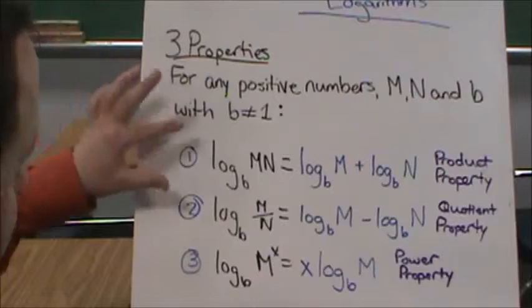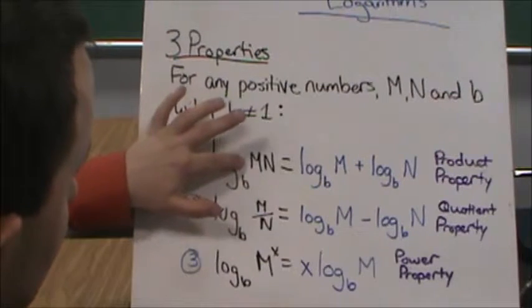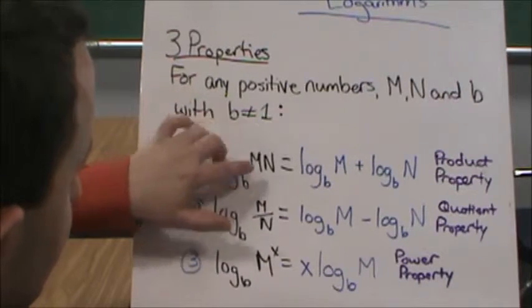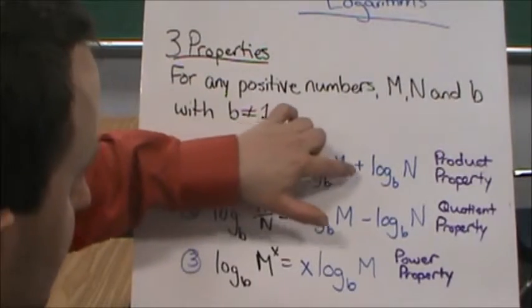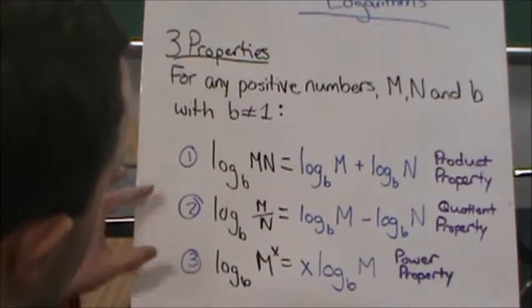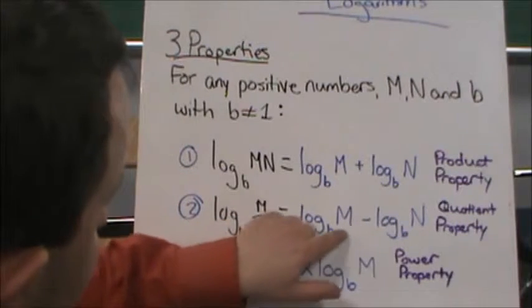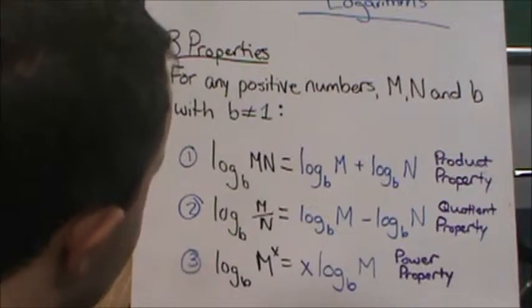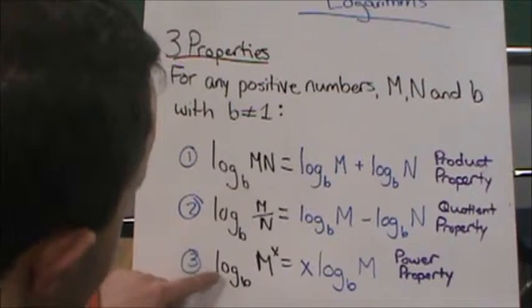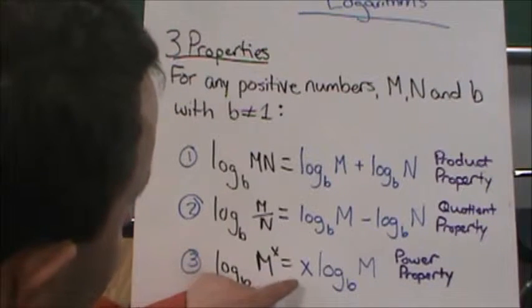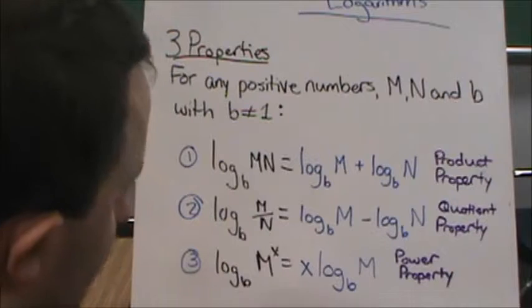So just to recap, the product property: log base b of m times n is equal to log base b of m plus log base b of n. Quotient property: log base b of m divided by n equals log base b of m minus log base b of n. And then the power property is log base b of m to the x power equals x times log base b of m.